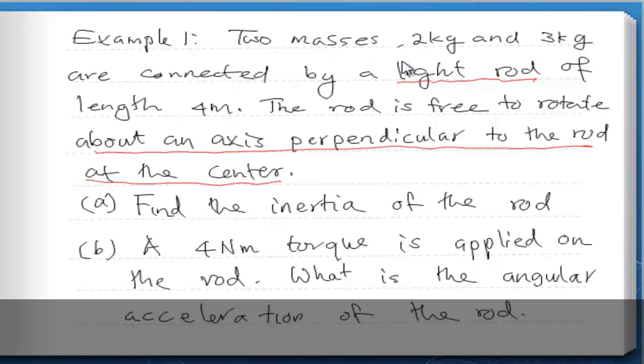Two masses, 2 kilograms and 3 kilograms, are connected by a light rod of length 4 meters. The rod is free to rotate about an axis perpendicular to the rod at the center. Find the inertia of the rod. A 4 Newton meter torque is applied on the rod. What is the angular acceleration of the rod?